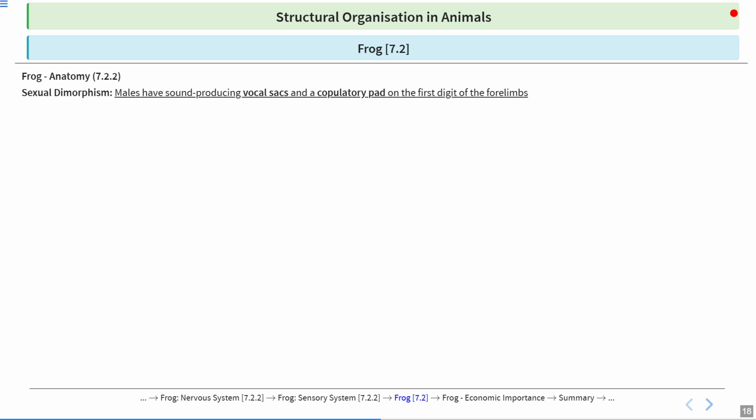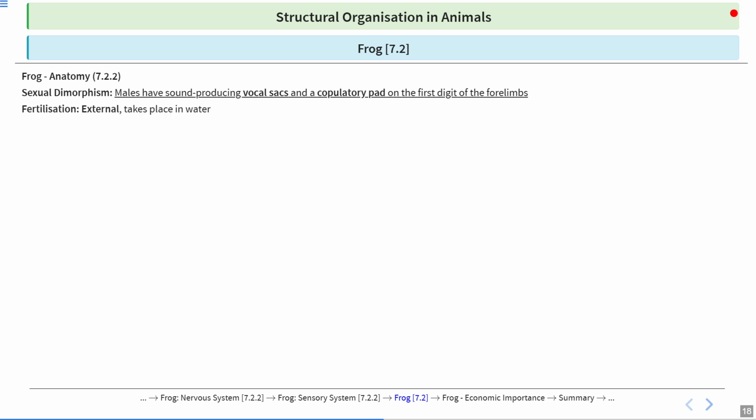Coming to the next part, that is the copulatory pad. This copulatory pad is also present in the male, on the first digit of the forelimb. In the forelimbs, how many fingers do they have? 4 fingers. The first finger has this copulatory pad. This copulatory pad helps the male frog to hold the female at the time of reproduction.